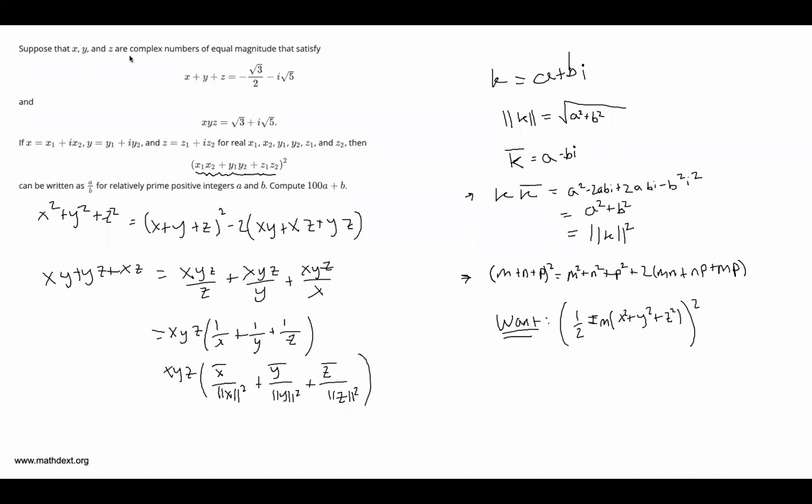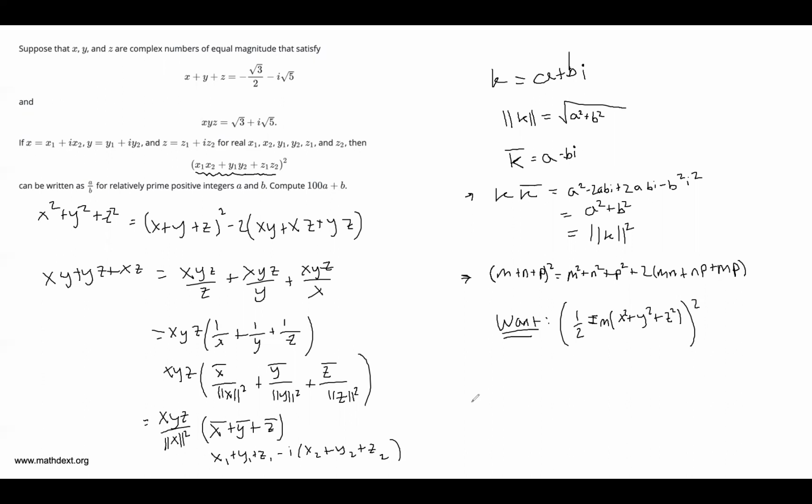But we are given x, y, and z are complex numbers of equal magnitude. What's that going to mean? It's going to mean that the magnitudes of x, y, and z are all equal. So this is going to be equal to xyz over the magnitude of x squared times the sum of the complex conjugates, right? What's the sum of the complex conjugates? That's going to be x1 plus y1 plus z1 minus i times x2 plus y2 plus z2.